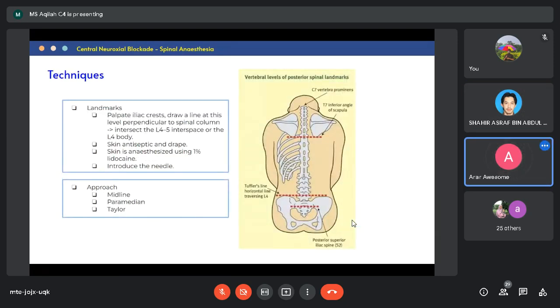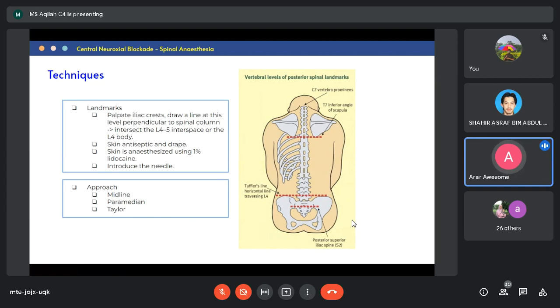Okay, next. This is the technique for injection of spinal anesthesia. We need to know the landmark: the iliac crest. We draw a line at this level, perpendicular to the spine, which intersects at L4 to L5, or the L4 body. Then we wipe antiseptic on the skin, and the skin is anesthetized using 1% lidocaine, and we introduce the needle.